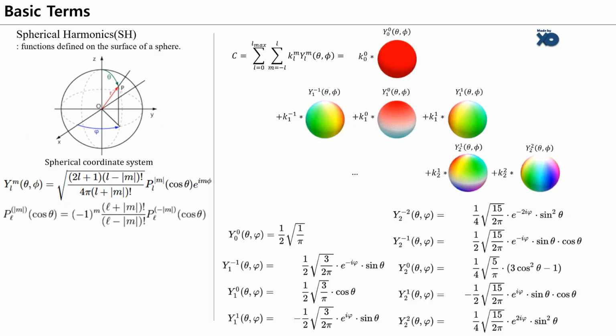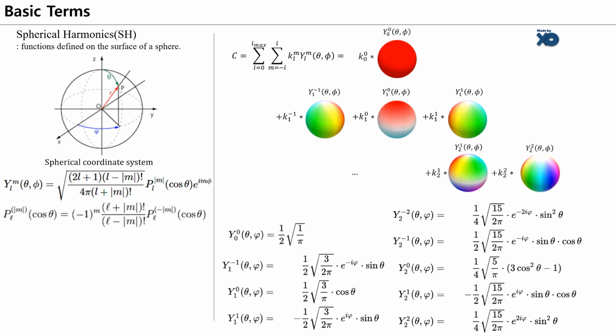Let's discuss the spherical harmonic function in detail. It's simply written as SH in the paper. This is a function that expresses color in a spherical coordinate system. The angle in the x and y plane is called the polar angle, and the angle between the xy plane and the z-axis is called the azimuthal angle. R is the radius. Here it's fixed to 1 and is not used.